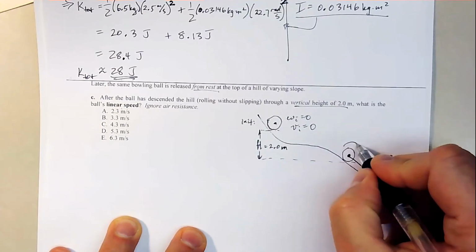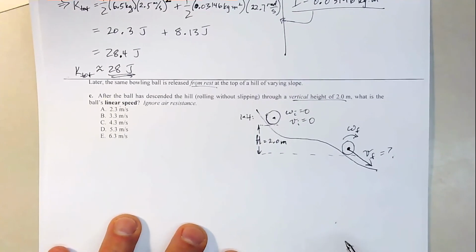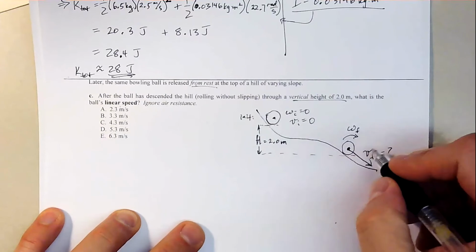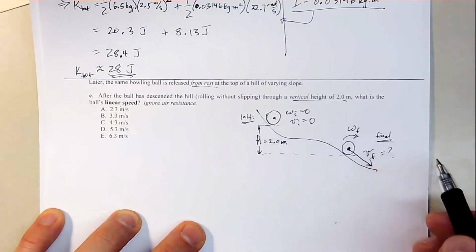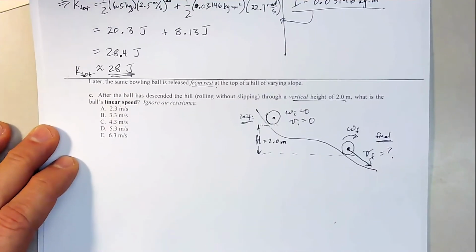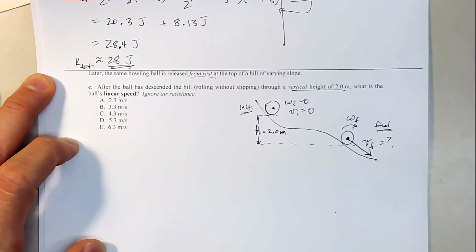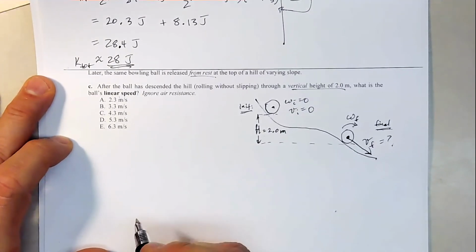Now, at that same instant, it also has some final angular speed, right? But the problem is just asking, what's the final linear speed? So we'll call this the final moment. So we have this initial moment up here, and then we have this final moment down there. So again, this really looks and smells an awful lot like a conservation of energy problem, doesn't it? So let's do that. Let's use conservation of energy.